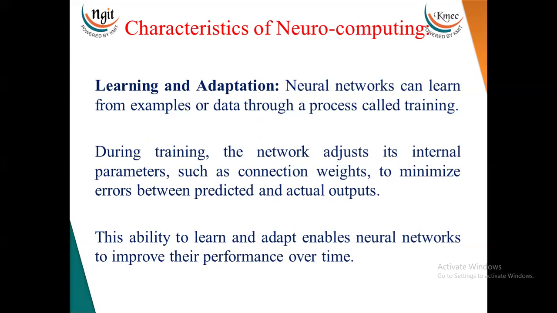Next, as we discussed, what is the next characteristic? Learning and adaptation. First, we will complete the learning phase, then we'll go for the adaptation. As I said, first we'll take the data, train on the data, then go for the testing strategy. In the training phase, we will create all the internal parameters: the value of the weights, how many neurons are required, and the errors between the predicted and actual outputs. This ability to learn helps in adapting the neural networks in order to increase performance over time.